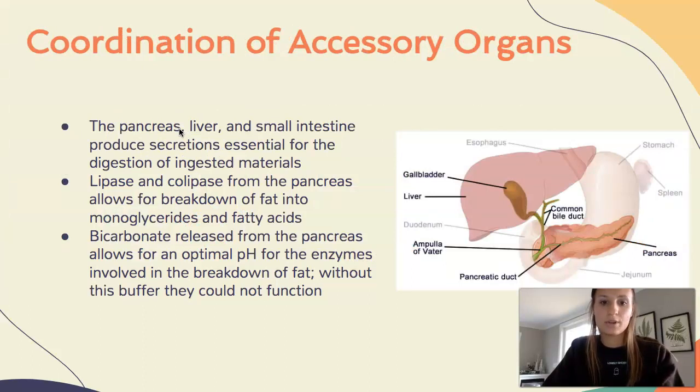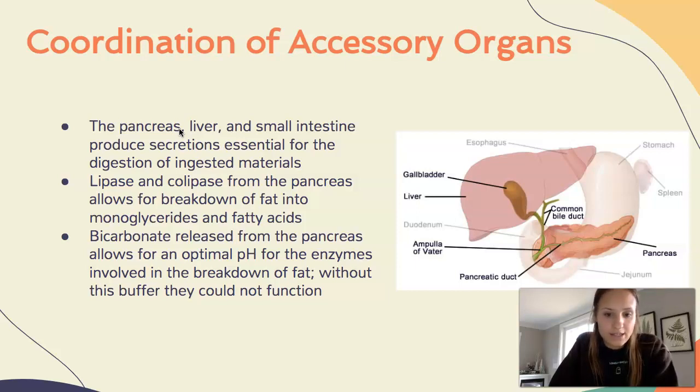So, though the liver and the pancreas are not part of the tubular digestive system, they're both crucial accessory organs in the process of chemical digestion. These organs together produce secretions that make it possible for humans to break down fats, proteins, and carbohydrates into usable resources. Lipase and colipase from the pancreas allow for breakdown of fat into monoglycerides and fatty acids. Bicarbonate released from the pancreas allows for an optimal pH of the enzymes involved in the breakdown of fat. Without this buffer, they could not function.